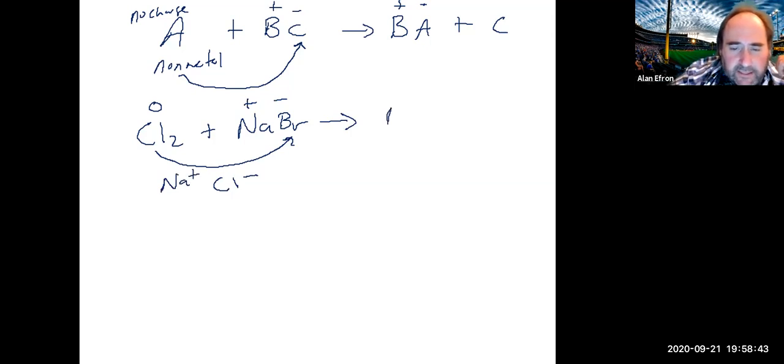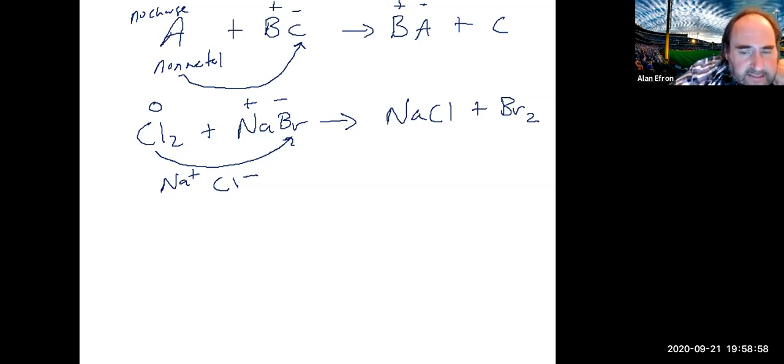So when those guys come together, the correct formula here is NaCl, not NaCl2. You want to make sure that you get the right formula first. And then when the bromine comes out, it comes out as a diatomic molecule by itself. That's how bromine is when it's not attached to anything. So it has no charge. I now have all the correct formulas.